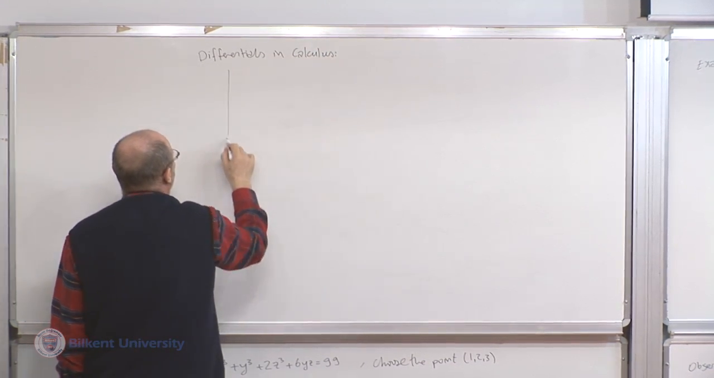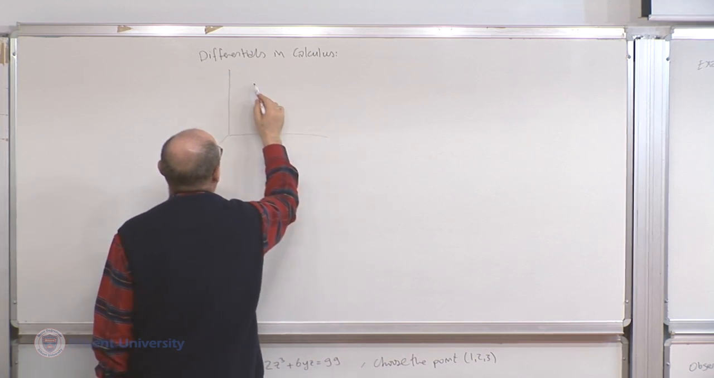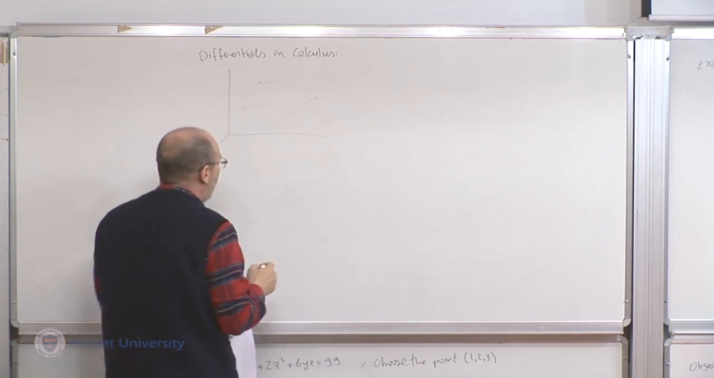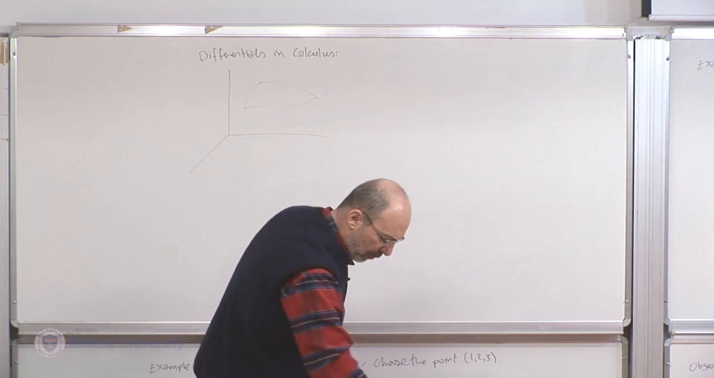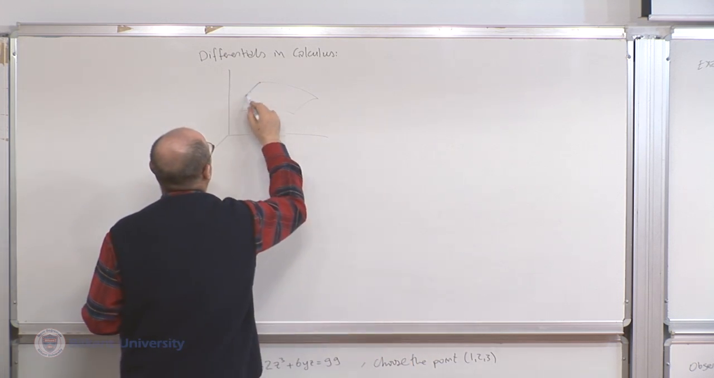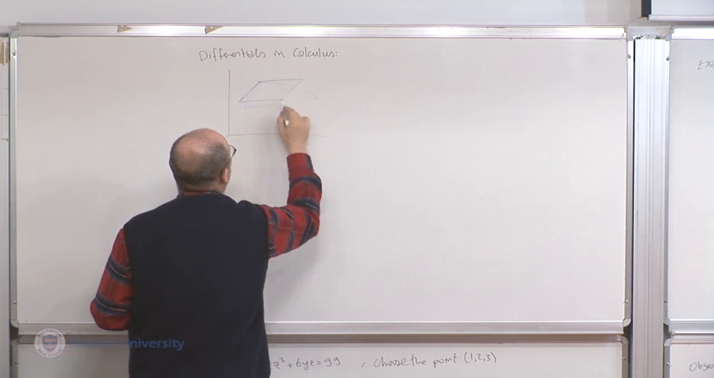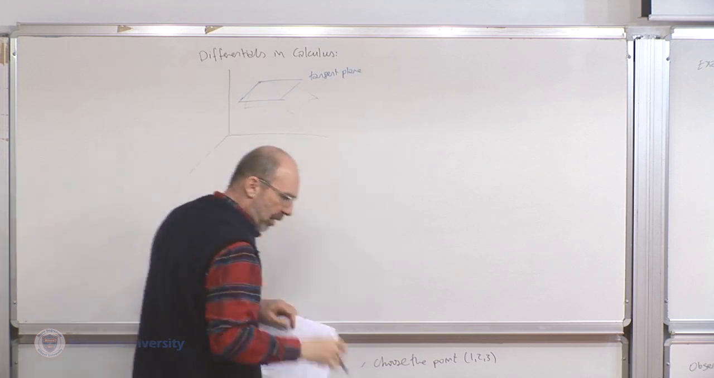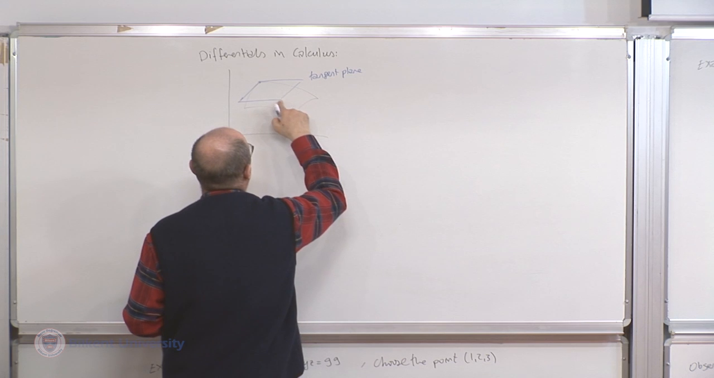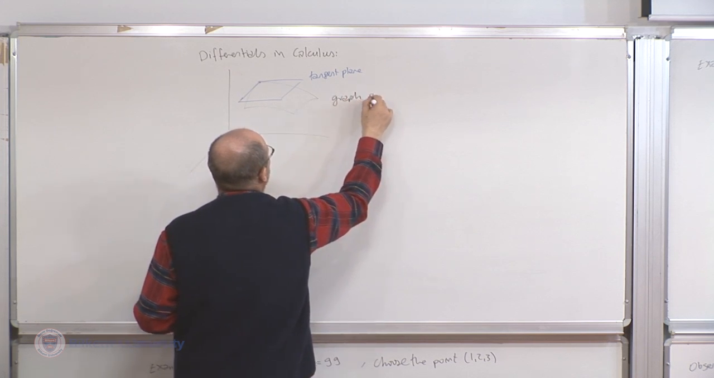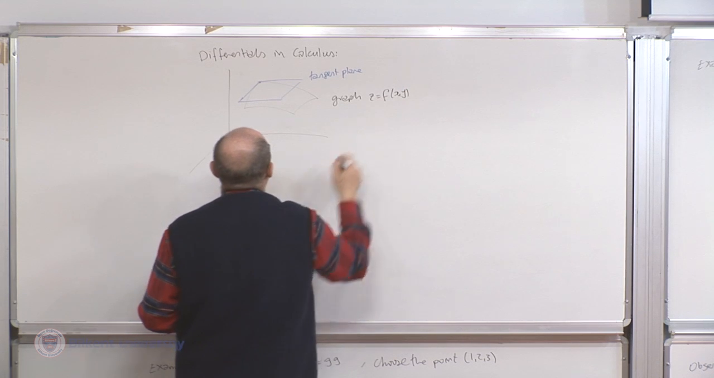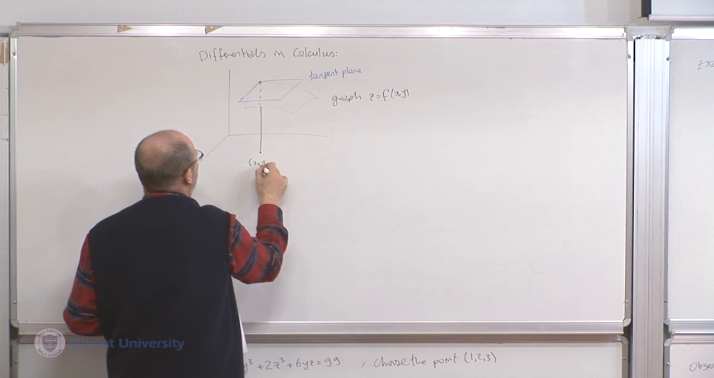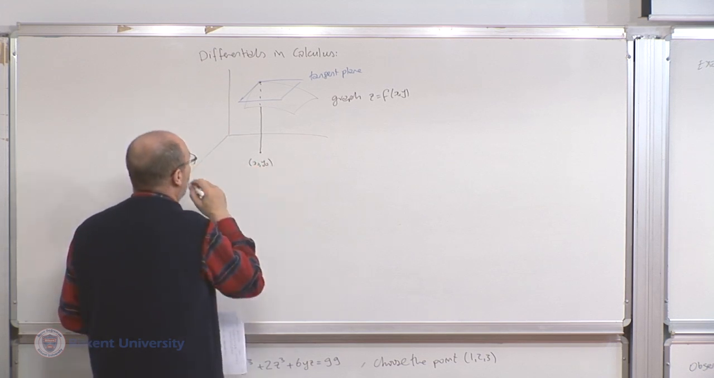So let me attempt to draw a picture. We have, again, a surface here like this. And at this point, we have the tangent plane. Okay, so this is the tangent plane. And this is the graph of the function z equals f of x, y. And at this point, say, this is x sub 0, y sub 0.